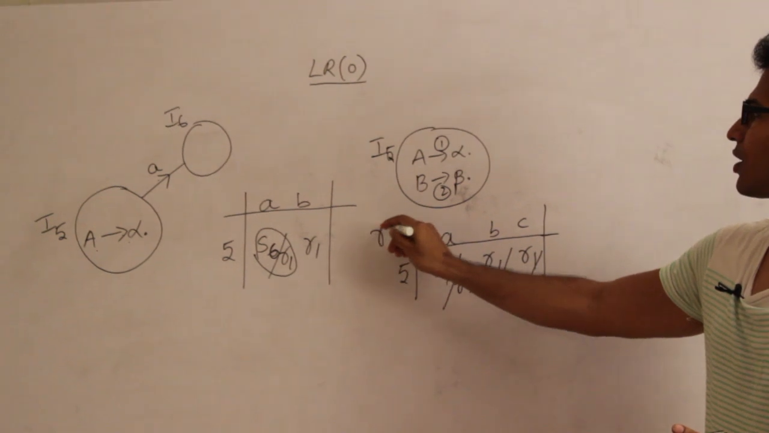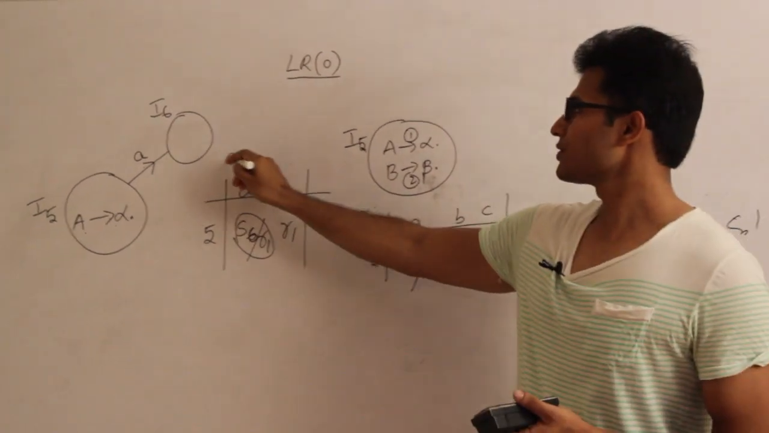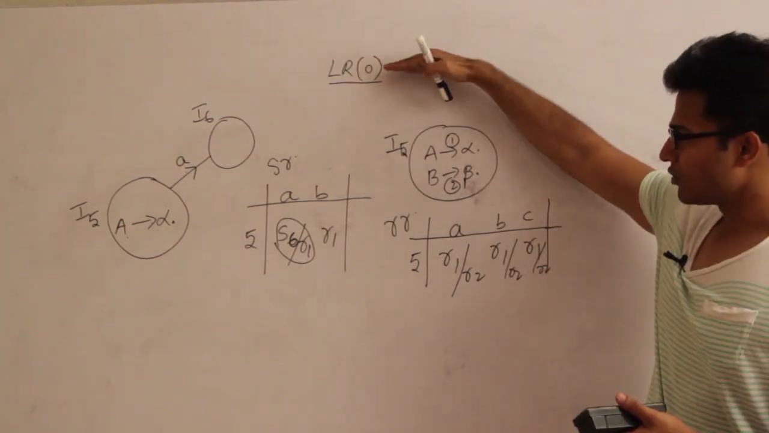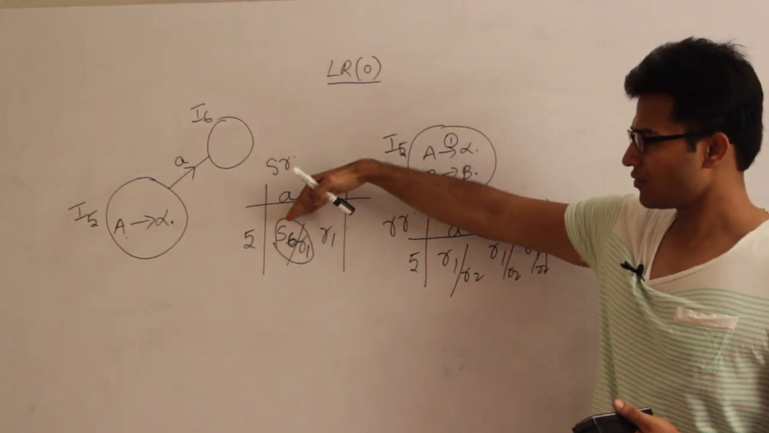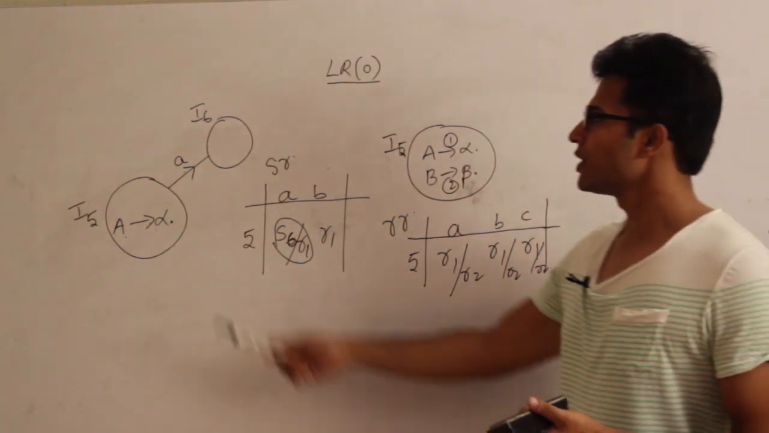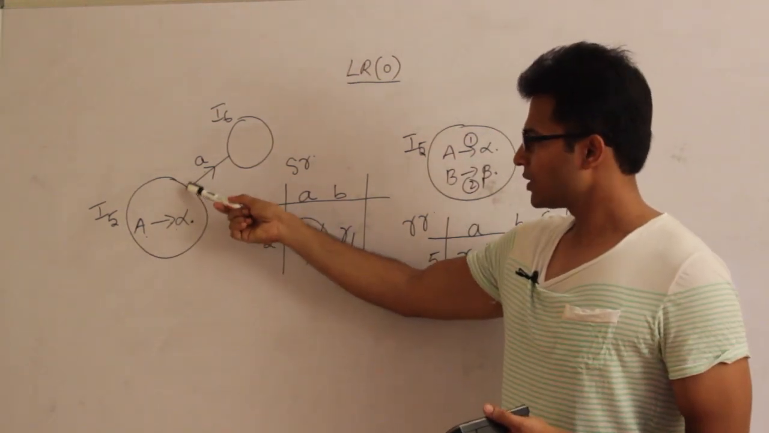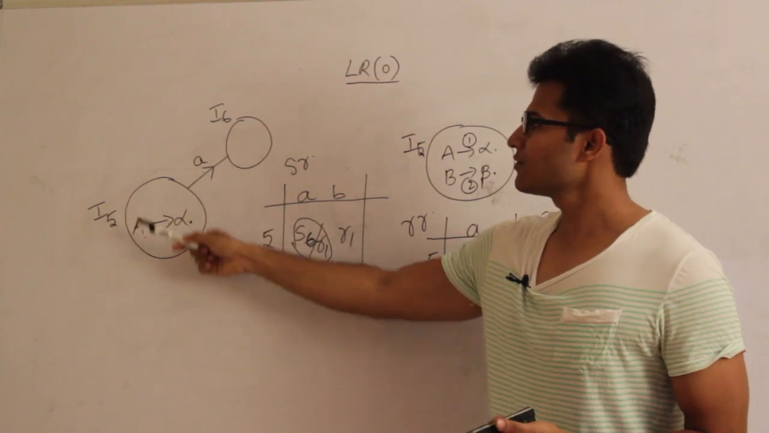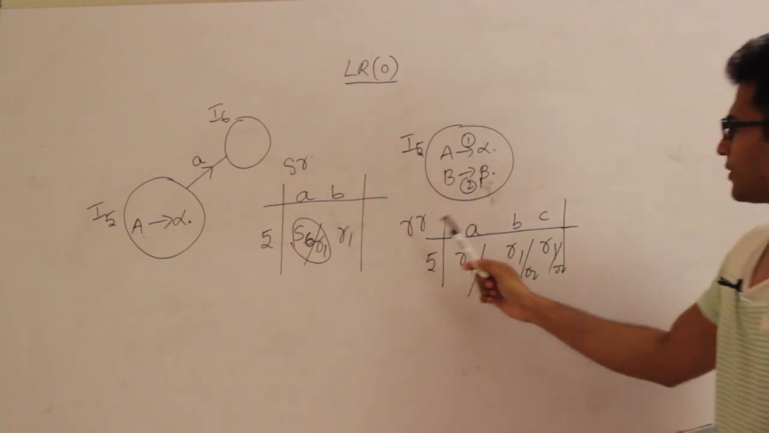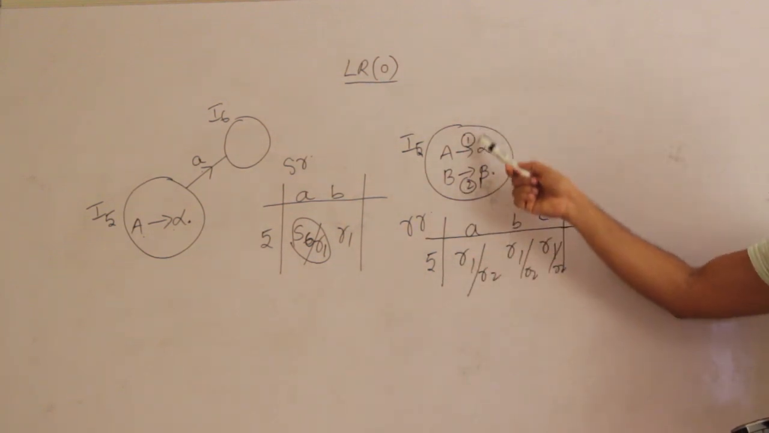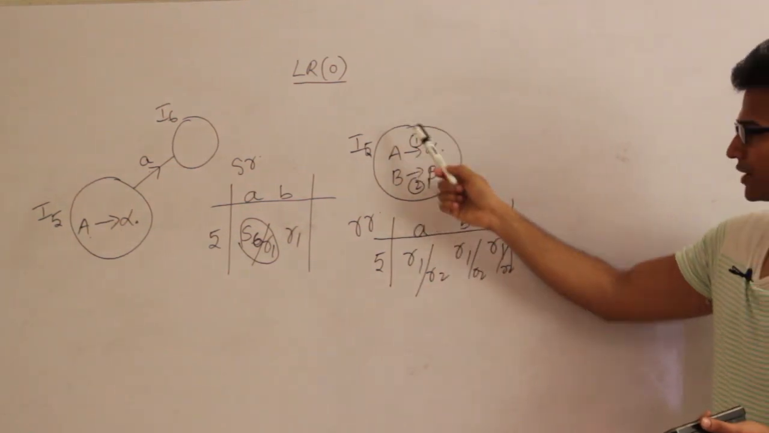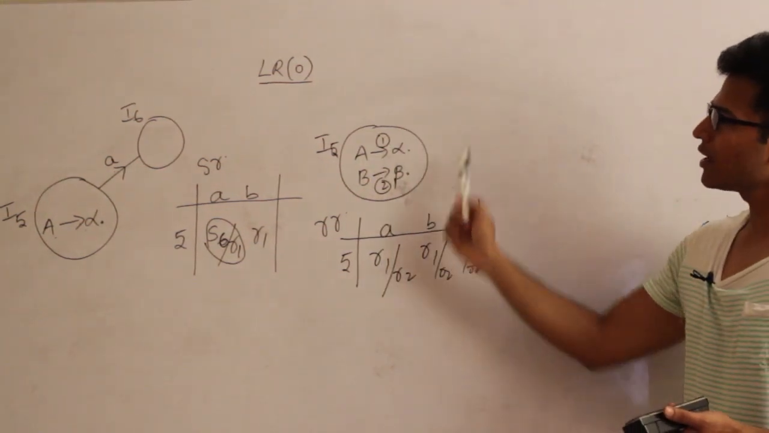This is called an RR conflict and this is called an SR conflict. So understand this, a grammar cannot be LR0 if I have an RR conflict or an SR conflict. And what is the chance of getting an SR conflict in LR0? Whenever there is a shift move as well as a final item, then I might get an SR conflict in LR0. And whenever there are two reduce moves, then I might get RR conflicts. Whenever there are two final items in the same state, then I get RR conflicts in LR0.